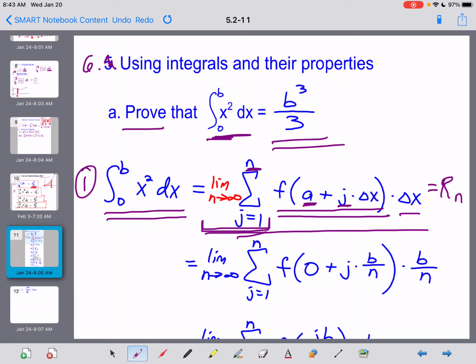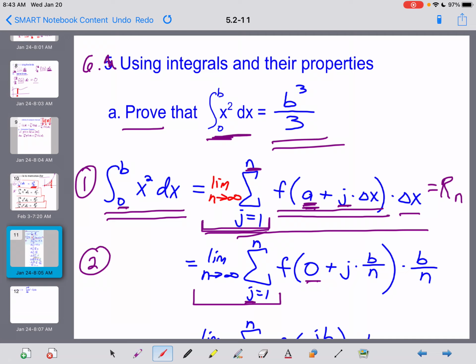So now let's move on down here to line number 2 and let's see. This whole mess here is the same, nothing changed, but what's different? We replaced the a with a 0. Why? Because a is always your lower limit of integration, which for us in this case was 0. J is the sliding variable of the sigma, and then the delta x right here, guys, is b over n.